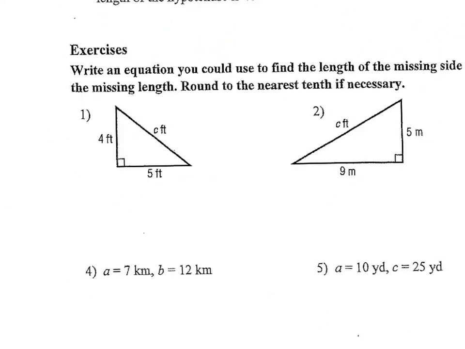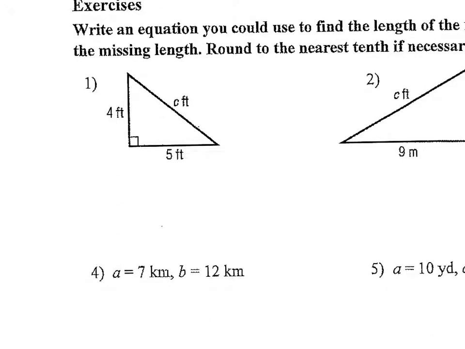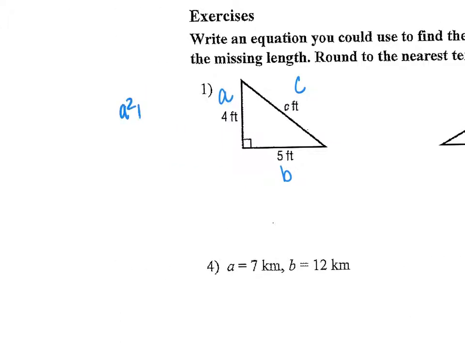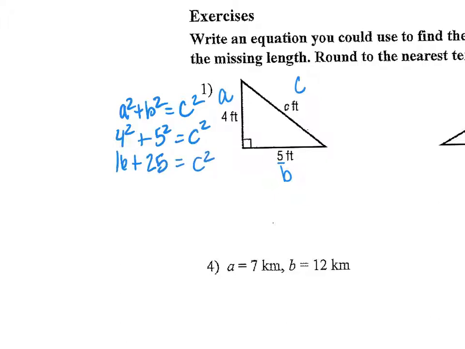Let's look at these exercises down here at the bottom. So number 1, we've got A, B, and C. So I'm going to write that formula down. A squared plus b squared equals c squared. So a was 4, so 4 squared plus b was 5 squared equals c squared. We don't know. So 4 squared is 16 plus 5 times 5, or 5 squared, is 25. So add those together. 25 plus 16 equals 41.